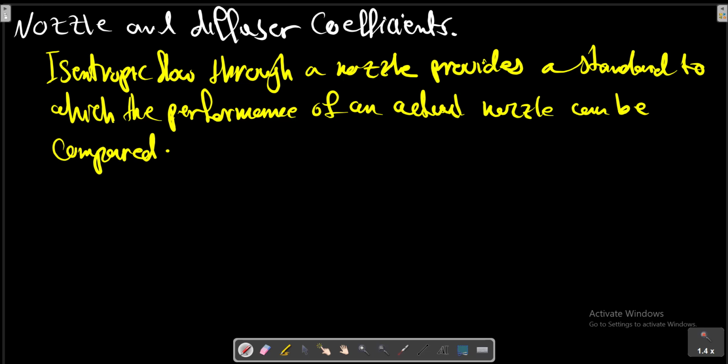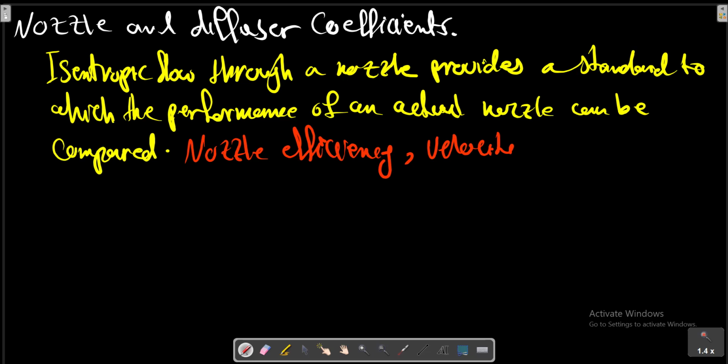For nozzles, the three important parameters by which actual flow can be compared to the ideal nozzle flow are nozzle efficiency, velocity coefficient, and discharge coefficient.